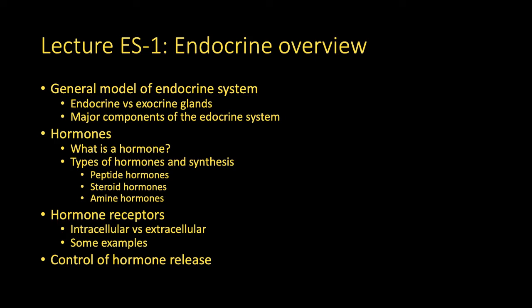We'll then talk about hormones, what hormones are, types of hormones, how they're synthesized, how they're stored and released. We'll talk some about hormone receptors, intracellular versus extracellular receptors, and some examples. And then we'll just talk a little bit about how hormones are controlled, and that will lead us into the second lecture, which will focus mostly on some examples of how hormones are used.